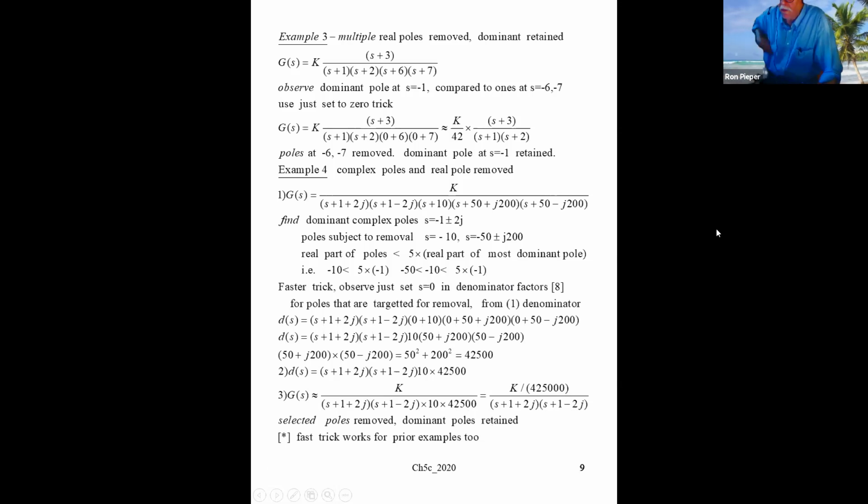Okay, I already posted the solutions for these, chapter 5C under homework 6C, and those solutions have been posted.